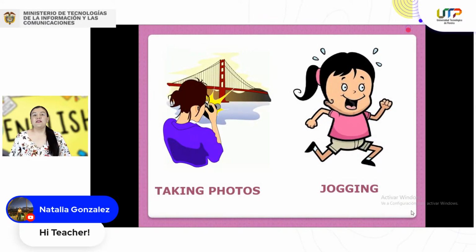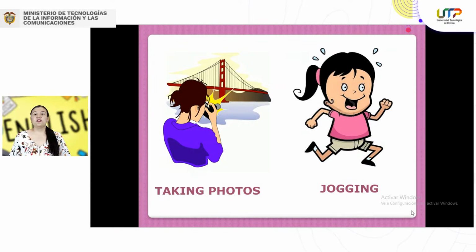Then we got taking photos, yeah? Taking photos or taking pictures. So both are possible. And look at the second activity in this picture.